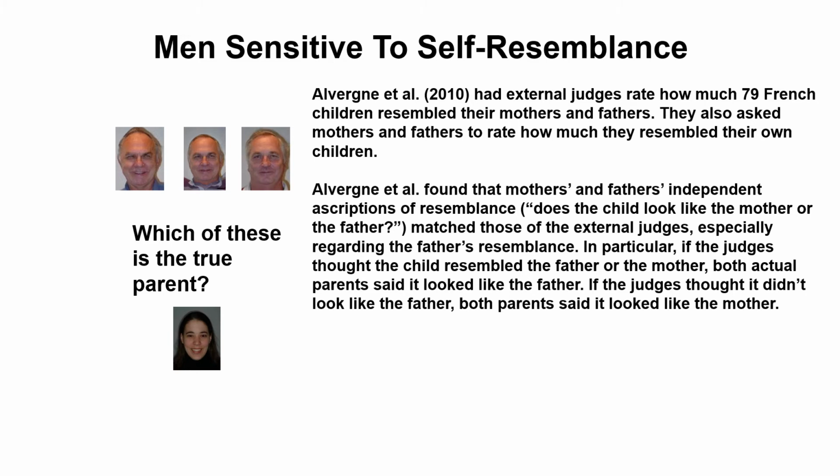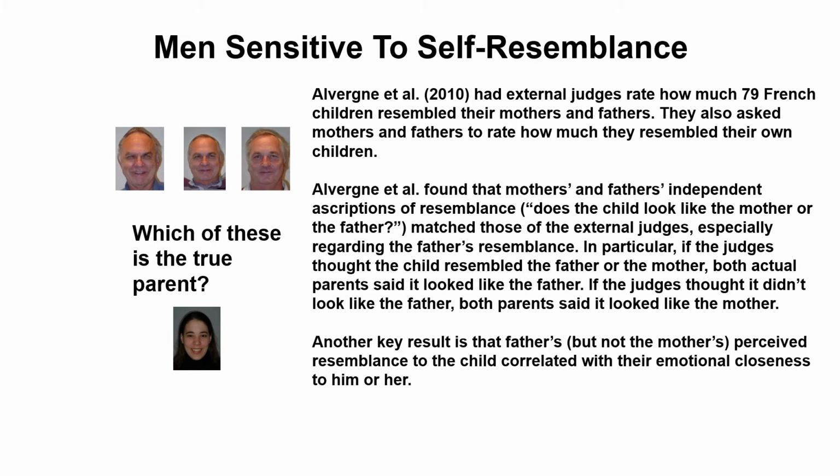In particular, if the judges thought the child resembled the father, both actual parents said it looked like the father. If the judges thought it didn't look like the father, both parents said it looked like the mother. And another key result is that fathers but not mothers perceived resemblance to the child correlated with their emotional closeness to him or her. So this goes back to the reasoning for that.